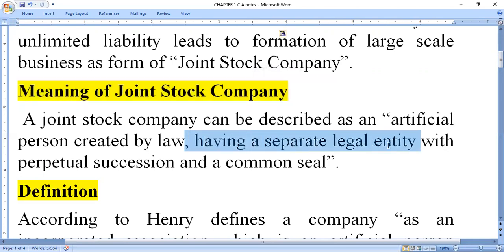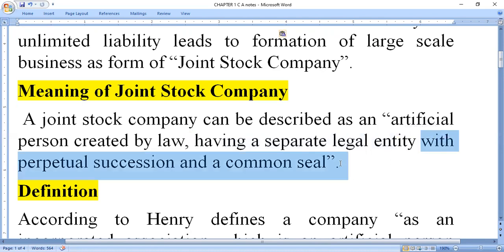And having a separate legal entity is nothing but having a separate identity. Each and every company is established with a legal name. For example, Tata companies, Accenture companies, Infosys companies, the name of Infosys represents the separate legal entity. And with a perpetual succession and a common seal. Perpetual succession is nothing but the continuation. Each and every joint stock company is unable to sign every document, so for the representation of the company, they use a common seal consisting of the company name and address.